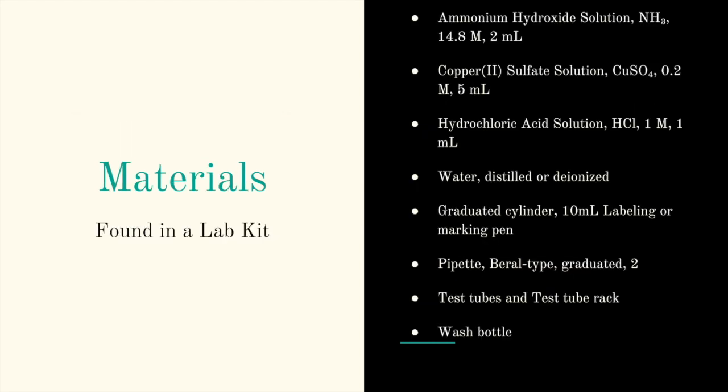The materials we used for Activity B were an ammonium hydroxide solution, a copper 2 sulfate solution, a hydrochloric acid solution, deionized water, a graduated cylinder, pipette, test tubes, a test tube rack, and a wash bottle.